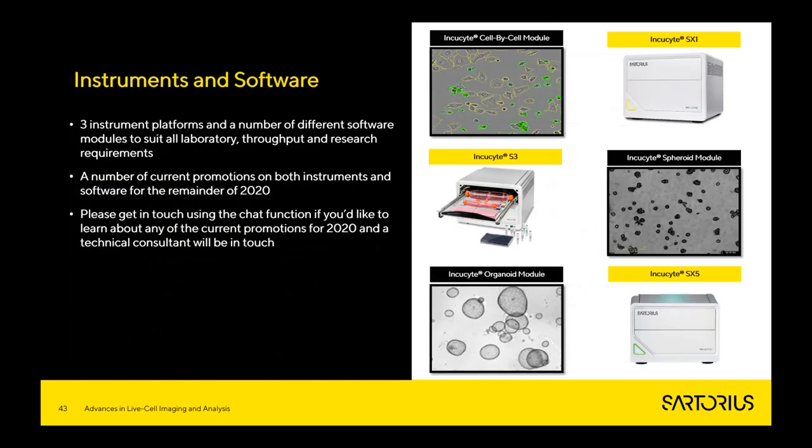Thank you. So as you have seen, the IncuSight is available in 3 different versions, the SX1, the S3, and the SX5. And we have a variety of different software modules available to suit your lab's research and throughput requirements. So based on what you're working on, there's an available solution for everybody.